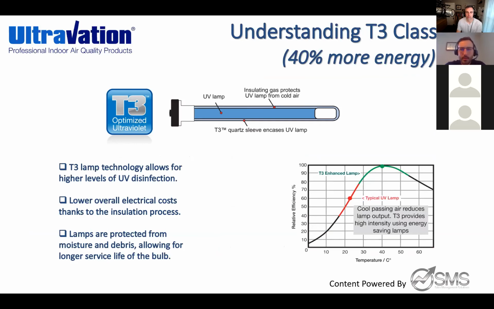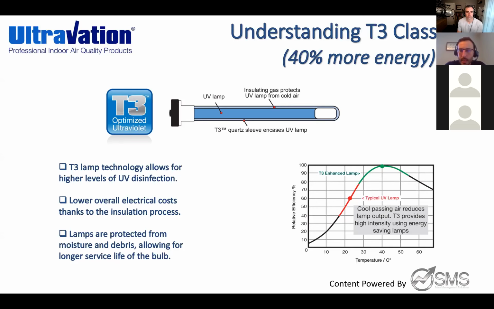This is something else I wanted to hammer home again, understanding the T3 class UVC lamp that is going to give us 40% more energy. The T3 lamp does have the 2-year lamp life on that. I did recommend T3 for all of the products that you guys brought in, so you will find that on most of the products. I do know the actual Solaris lamp does use a different bulb in the Solaris product, but that is a 2-year lamp life as well.